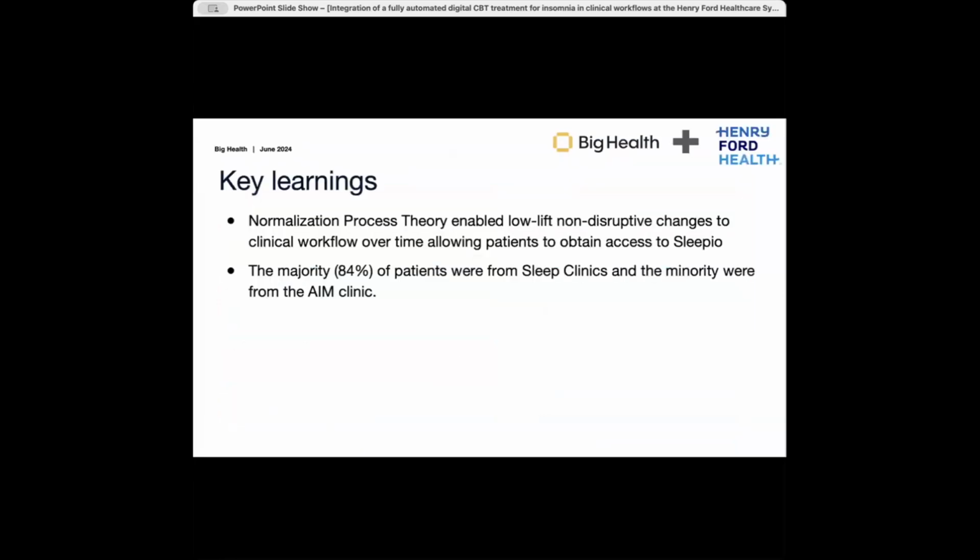So the key learnings were that normalization process theory really enabled these low-lift, non-disruptive changes to the workflow, and they didn't get in the way of the clinical setting, and they allowed patients to access Sleepio. But most of the folks were actually from the sleep clinics where insomnia was managed the most, with a minority from the AIM clinic where physical health conditions were managed.